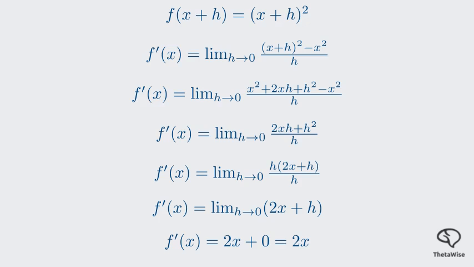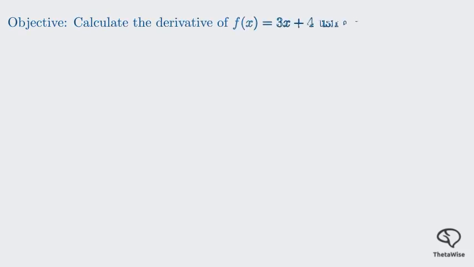The process involves substituting into the formula, simplifying the expression to avoid division by 0, and then evaluating the limit. We have now met our objective for this scene. Let's try another example. In this scene, we'll find the derivative of a linear function. Our objective is to calculate the derivative of f of x equals 3x plus 4 using the limit definition.